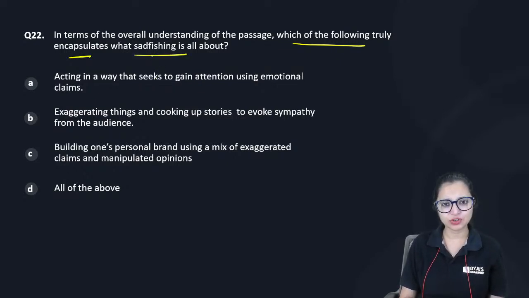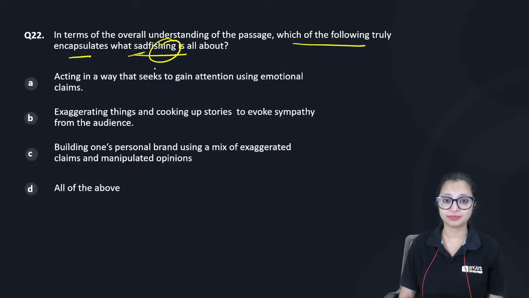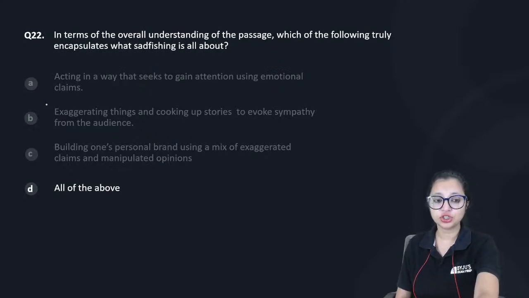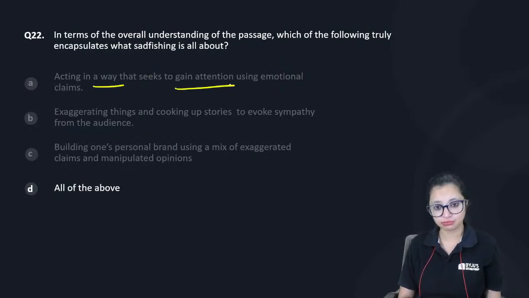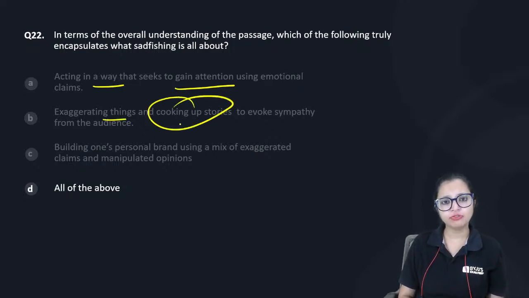I explained what sad fishing is. There were multiple paragraphs explaining the definition of sad fishing. Fishing for comments and likes, showing that you're sad. Fishing for attention. It can be genuine too, because... According to the passage, what is sad fishing? Sad fishing is acting in a way that seeks attention, genuine. It could be fake as well.